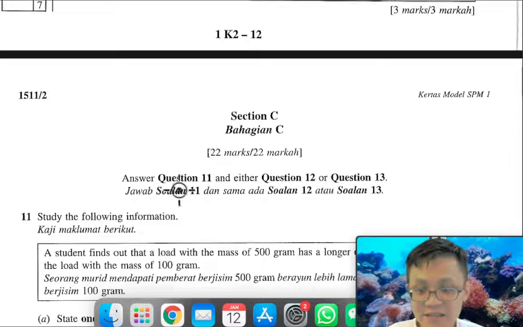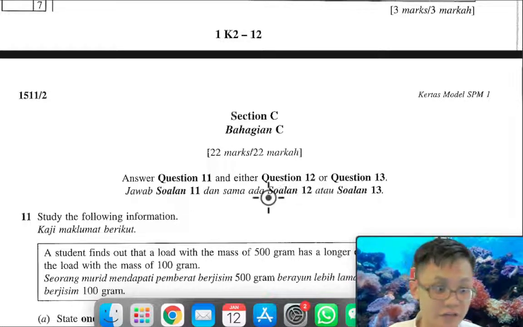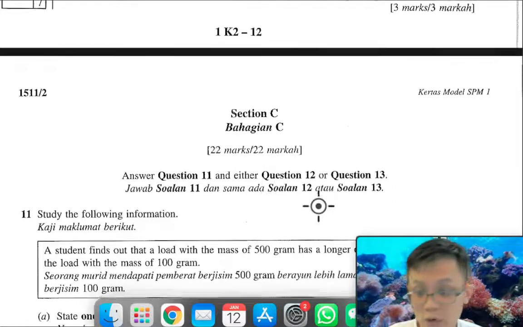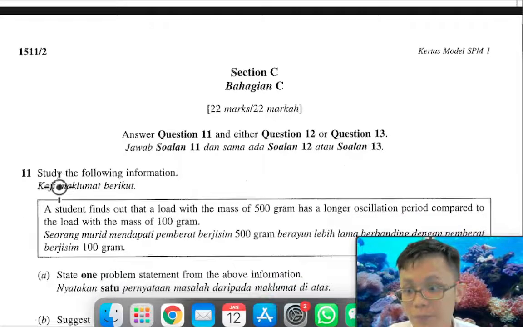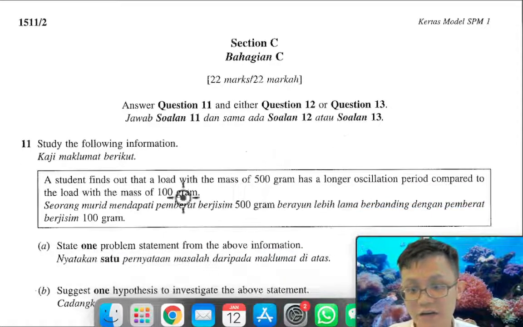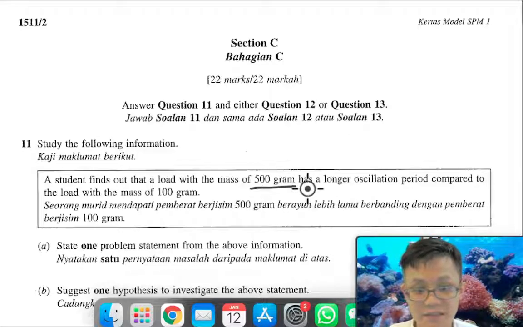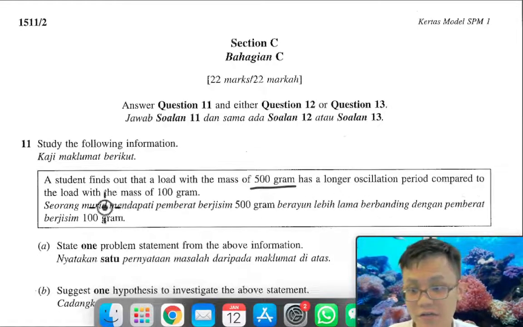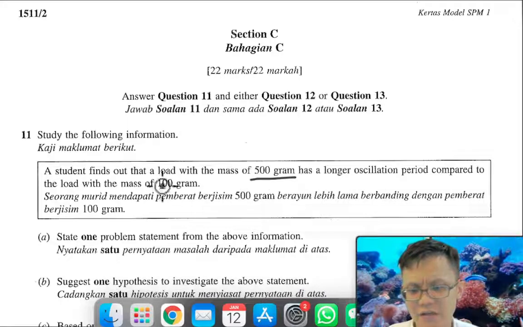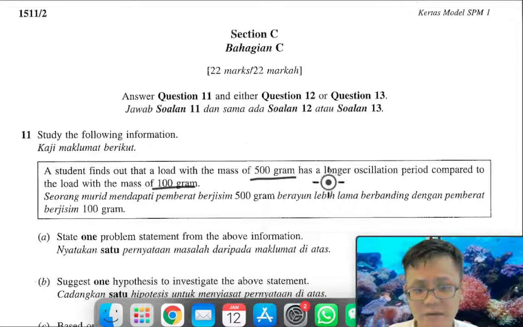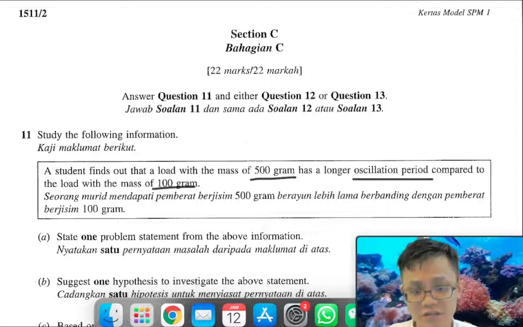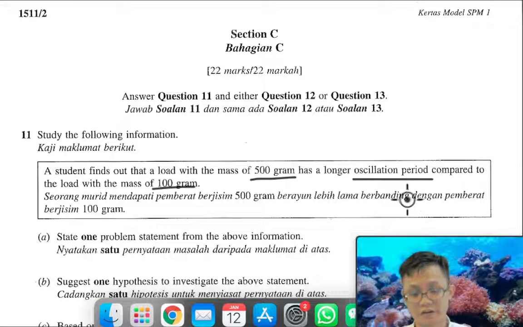Section C, answer questions 11, 12, and 13. So we are going to answer just one question first for this video. Study the following information. A student finds out the load of mass 500 gram has a longer oscillation period compared to the load of mass 100 gram. Let me read again. The load of mass 100 gram has a longer oscillation period compared to the load of 100 gram.